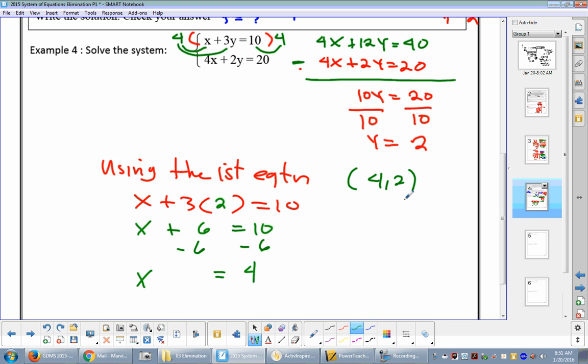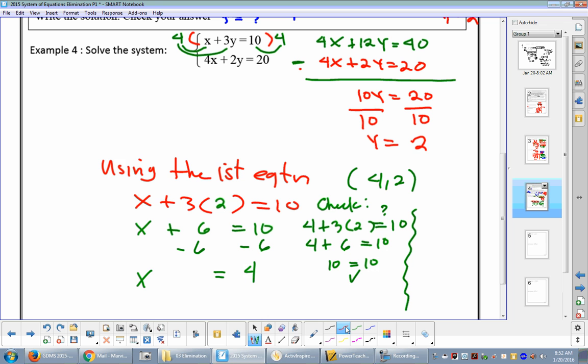Okay. Again, don't forget to check your answer. My first equation is x plus 3y equals 10. So replace x by 4, y by 2. And let's try to verify if the left side is equal to the right side. I have here 4 plus 6. And 4 plus 6 is really 10. So the first equation is going to work.